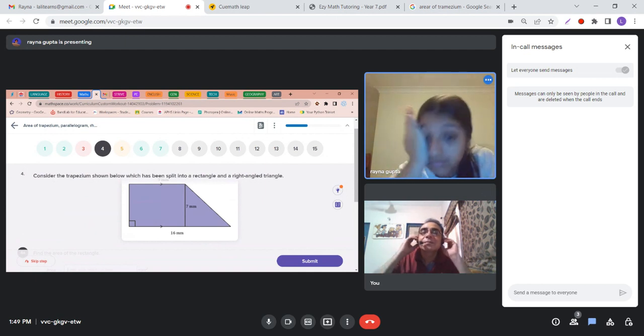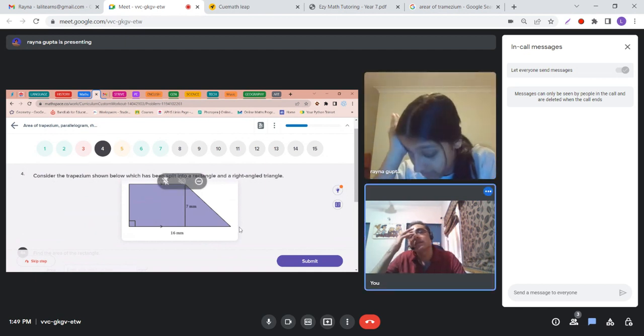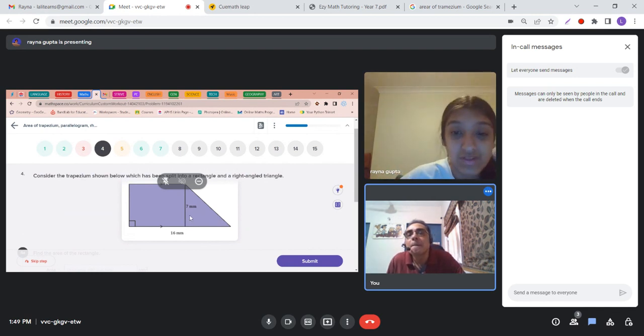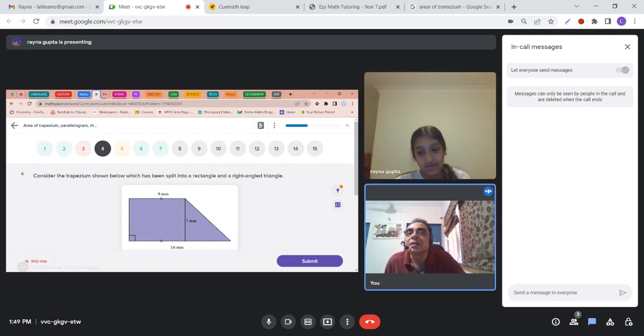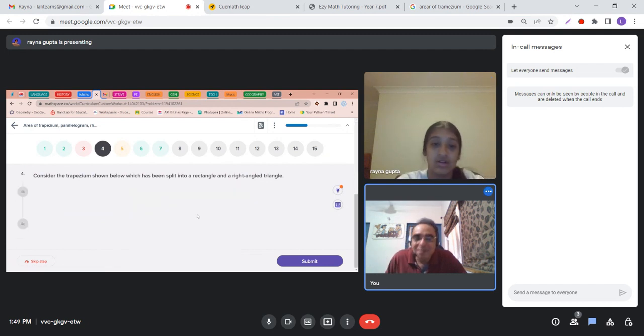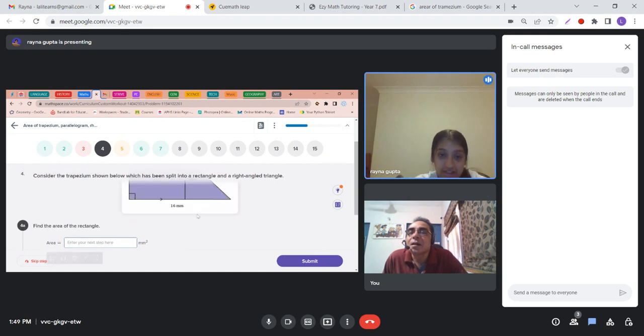Yes, that is 16 and 7, height is 7 and 9. Yes, find the area of the trapezium. Consider the trapezium below which has been split into a triangle and a rectangle. Okay, that is the question. So we have 16, 9 and 7. Keep that in mind. 16, 9 are A and B. 7 is the height.